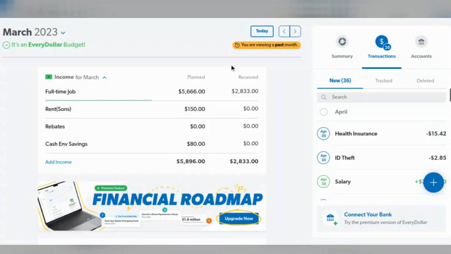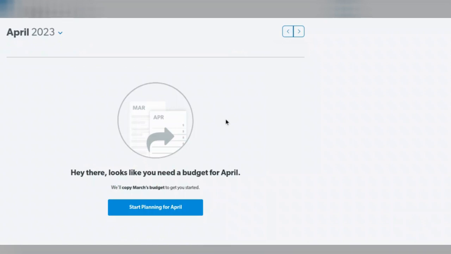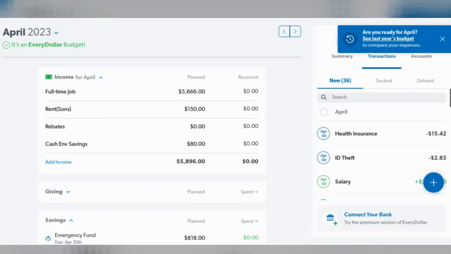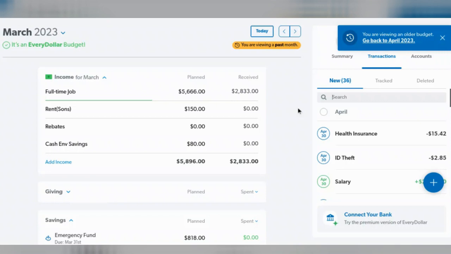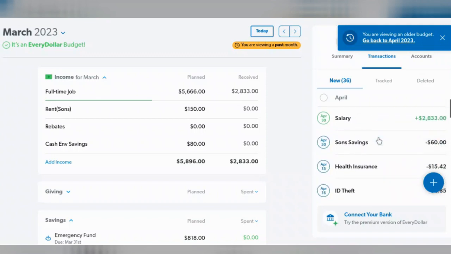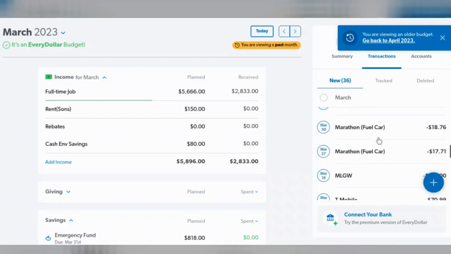So let's hop on over to the month of April. I know we're on March right now, but let's go over to April and create a copy of March's budget for April, so that way I'll have that already done. We'll come back at the very end and take care of updating this so that it matches April's budget. The first thing we need to do is get down into these transactions.